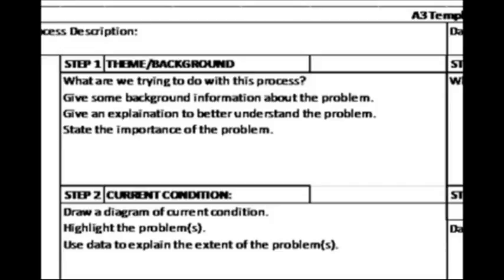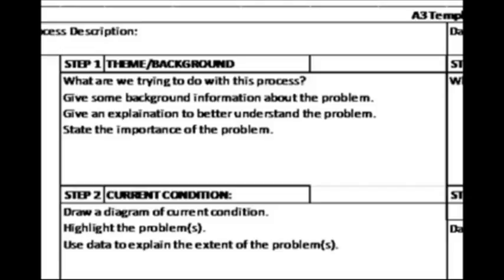What are you trying to do with this process? You need to give some background information about the problem. What's the problem? What is it? Is it a physical problem? Is it causing financial issues? Is it a quality issue? Is it an employee issue? What is the problem? Define it.